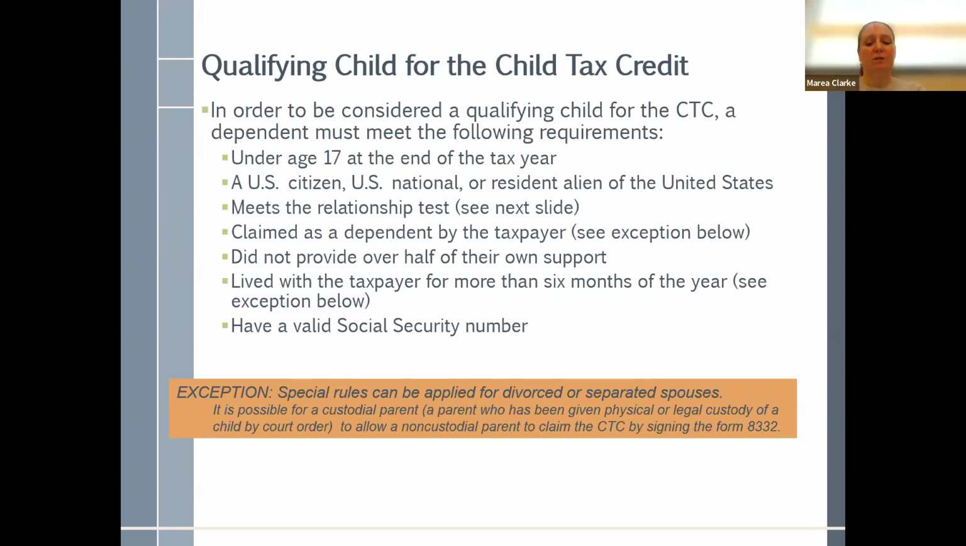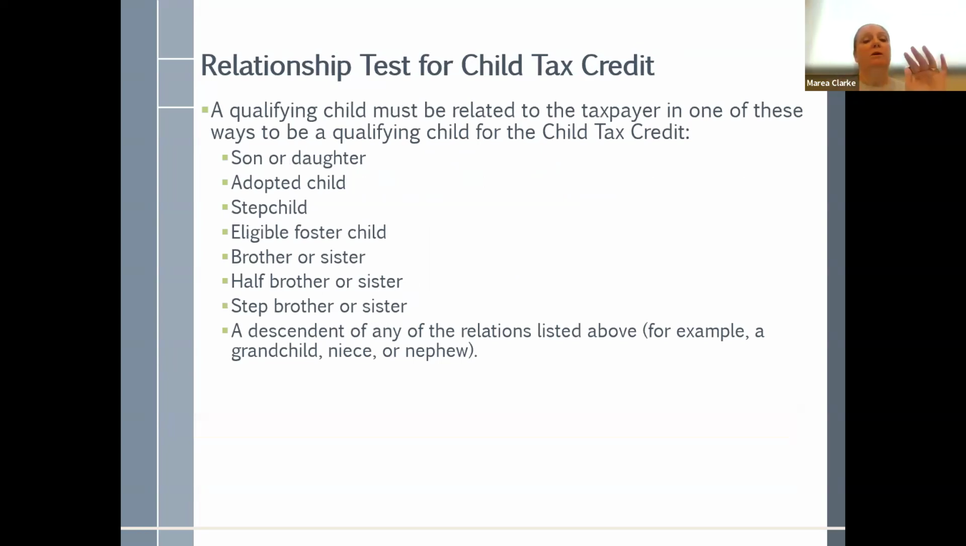There are a couple of special exceptions for divorced or separated spouses, when you have the legal documentation for one spouse to claim the person even if they're not living with them. For the relationship test for a qualifying child, the way I think of it is your level and below. So your siblings, your children, your siblings' children, half siblings' children, but you can't go up to your parents or your aunt and uncle, or down through cousins. It's got to be your level on your side of the family.